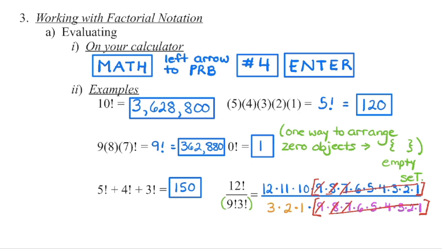I can go 12 divided by 3 and get a value of 4. I can go 10 divided by 2 and get a value of 5. And so what we're left with in the numerator is 4 times 5, which is 20, times 11, divided by that 1. So we can go 4 times 5 times 11, or 20 times 11, is 220. So you can either put this into your calculator, remember, you have to bracket the denominator, and get the value of 220.